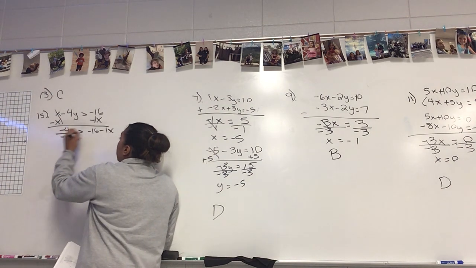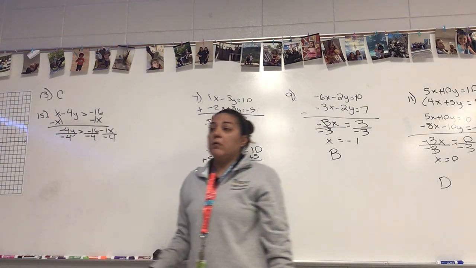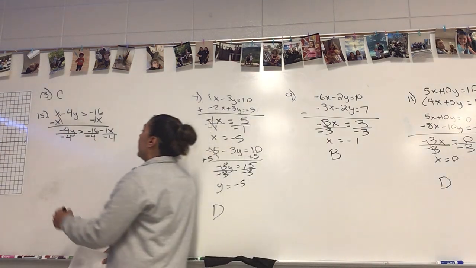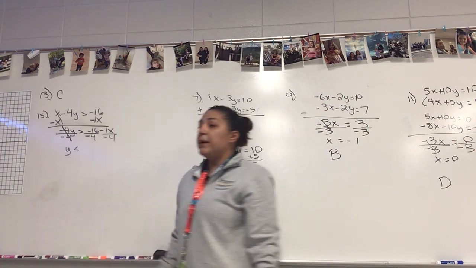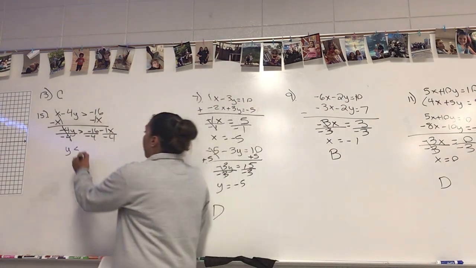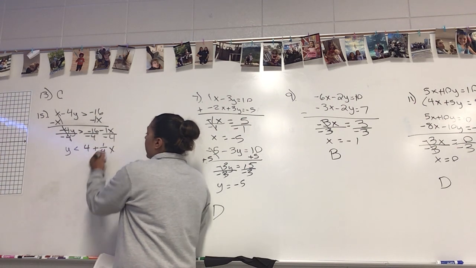And then we're going to divide by negative 4, each piece. What do I need to do? I need to flip it, because that's negative 4. Negative 16 divided by negative 4 is going to be 4. And then for the slope, I'm going to get positive 1 over 4x.